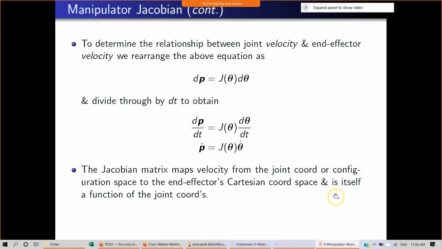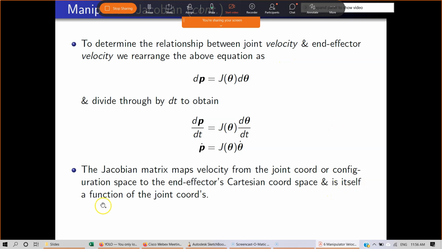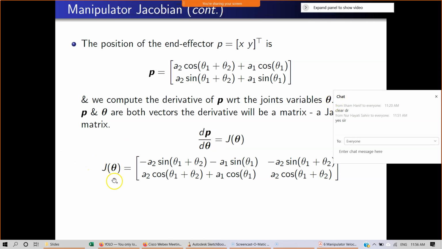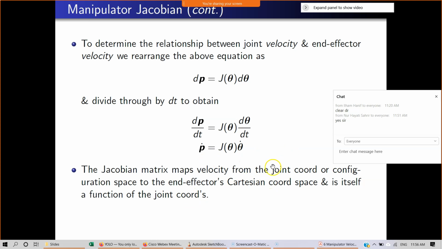and itself a function of joint coordinates. So first of all, let's describe one by one. It says it is itself a function of joint coordinates. So J of theta, right? So the matrix itself is a function of joint angle. Look at this, right? For different values of theta 1 and theta 2, you would have a different matrix. So that's what we mean by J is a function of joint angle or joint coordinate, right? Because it depends on the values of theta 1 and theta 2. Okay, and from this equation you can see J maps from joint angular velocity to the end effector's velocity. So if you know the angular velocity of every joint, then you can know the velocity of the end effector, right?